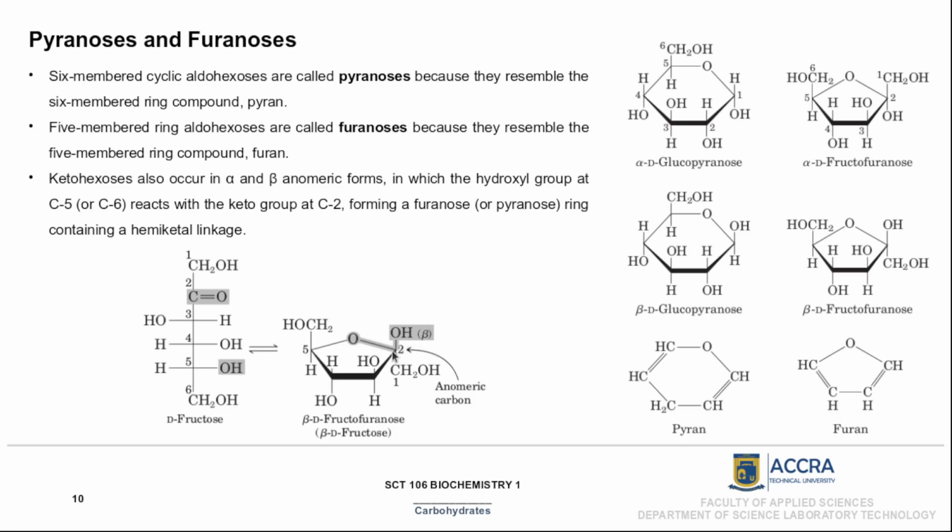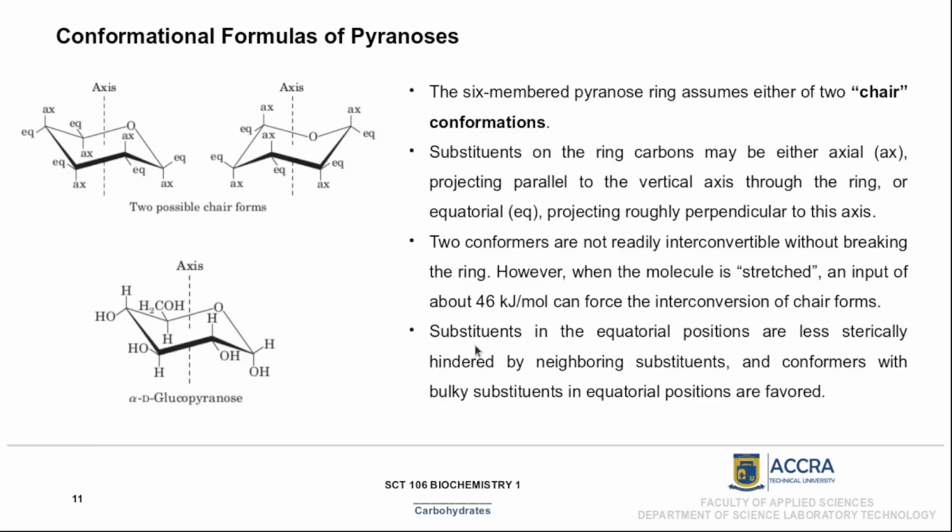And of course, in the formation of the fructofuranose, carbon number 2 is the anomeric carbon. In the formation of glucopyranose, we saw carbon number 1 to be the anomeric carbon. But in fructofuranose, you have the anomeric carbon being carbon number 2.